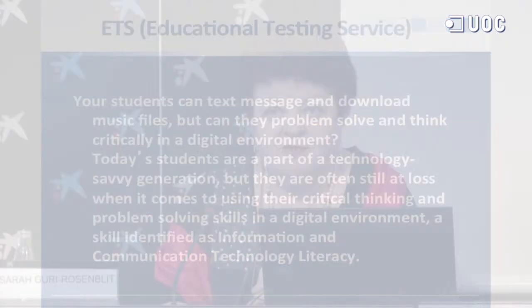And at the beginning of their test, they ask, you students can text message and download music files, but can they problem solve and think critically in a digital environment? Today's students are a part of a technology-savvy generation, but they are often still at a loss when it comes to using their critical thinking and problem-solving skills in a digital environment, a skill identified as information and communication. This is how they call their test. So this is one of the questions.